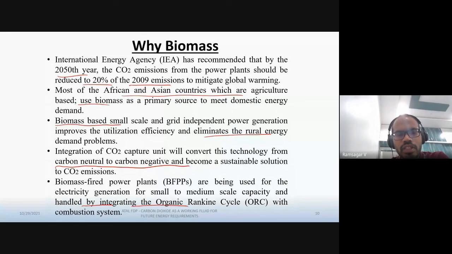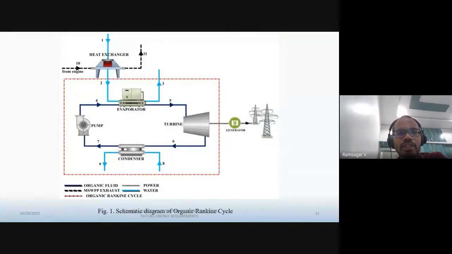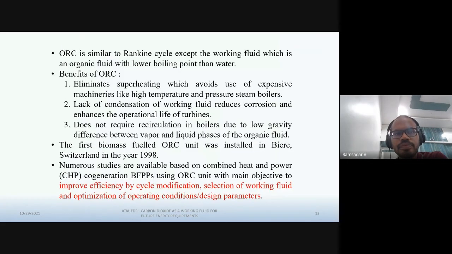And this is where we have to use the ORC cycle, right? Because it's a small capacity plant, a steam cycle may not be efficient to handle these small capacity plants, right? So this is a typical ORC cycle we have: evaporator, turbine, condenser, pump, right? This is the heat transfer loop from where we get energy, using this thermal fluid, and that will be transferred to the organic fluid.